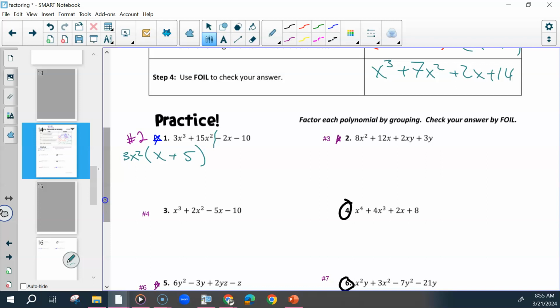What could we divide out of the last two? Negative 2. Because we're dividing by a negative, the signs are going to switch. What would be left? X plus 5. The insides are the same, so I would bring my two outside factors, 3x squared minus 2 and x plus 5. And if I distributed everything, we get 3x cubed plus 15x squared minus 2x minus 10. It would match. Looks hard. Questions so far?